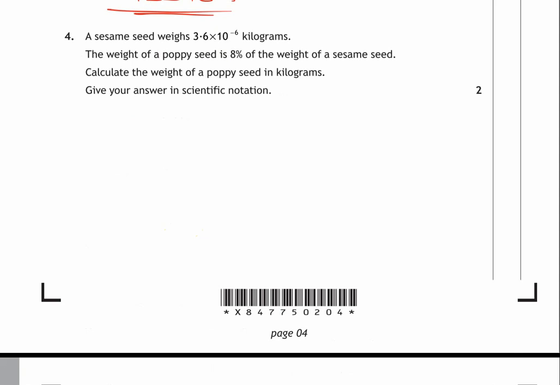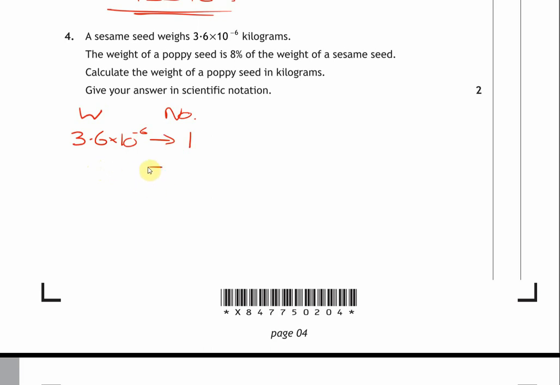Now question number 4 gives us a sesame seed that weighs 3.6 times 10 to the minus 6 kilograms, and the weight of a poppy seed is 8% that of the weight of a sesame seed. We need to calculate the weight of a poppy seed in kilograms, and give our answer in scientific notation. So what we're saying here is that one sesame seed weighs 3.6 times 10 to the minus 6 kilograms. I'm going to put weight for W and number for N. We'll say that 3.6 times 10 to the minus 6 is equivalent to the weight of one sesame seed.